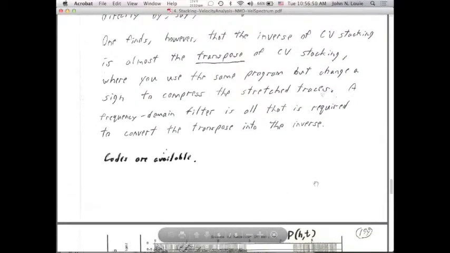And what we'll see later too, when we talk about the slant stack, is that the only difference between a transpose and an inverse in some cases is a very simple frequency domain filter to undo all the averaging that the stacking does.